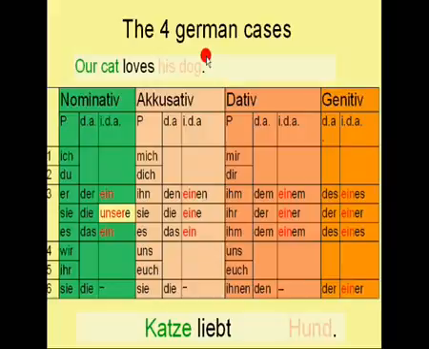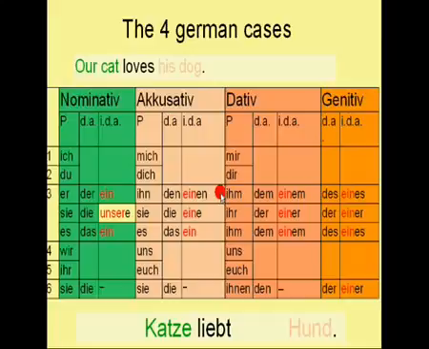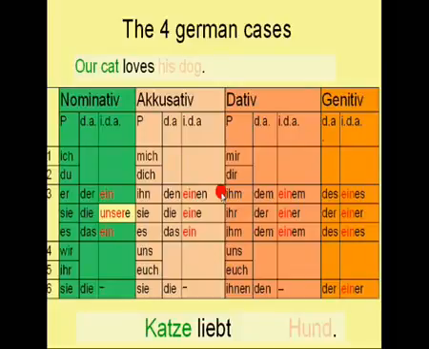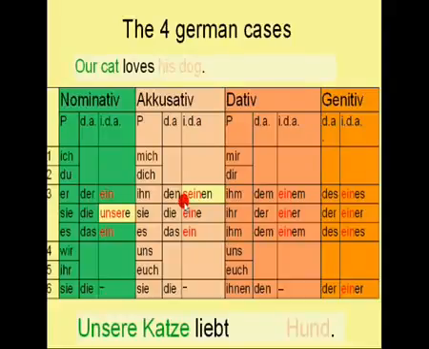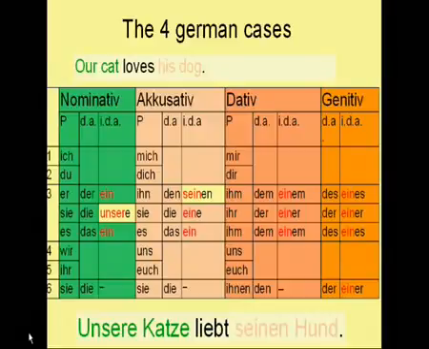And now we know that dog is also in the 3rd person singular, but is masculine. So we know that we need to replace this word stem here. And who is the possessor now? Which grammatical person? The grammatical person of the possessor is the 3rd person singular masculine. So its word stem is sein, and this is the one that we need to replace with ein. Here you see how it looks like. Seinen. And this is how the sentence goes. Unsere Katze liebt seinen Hund.